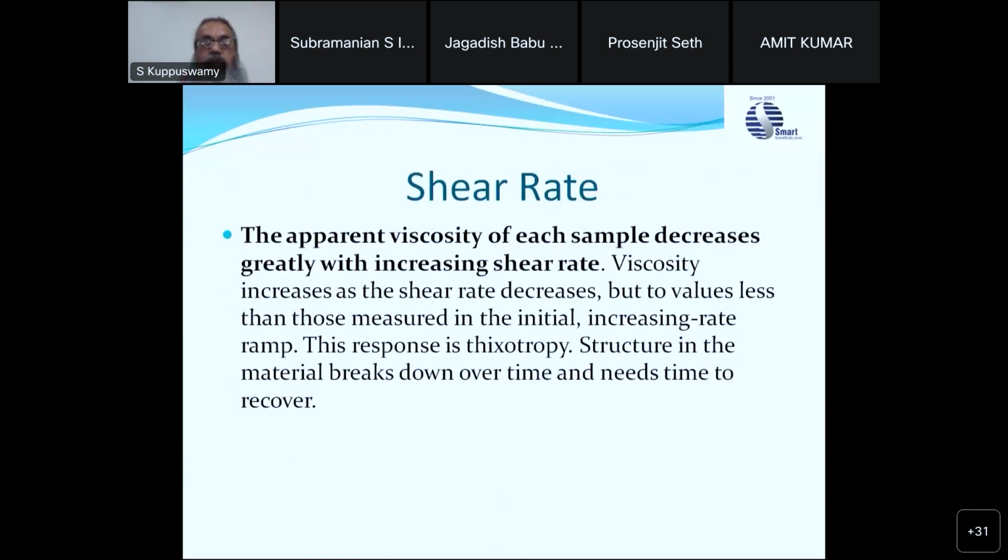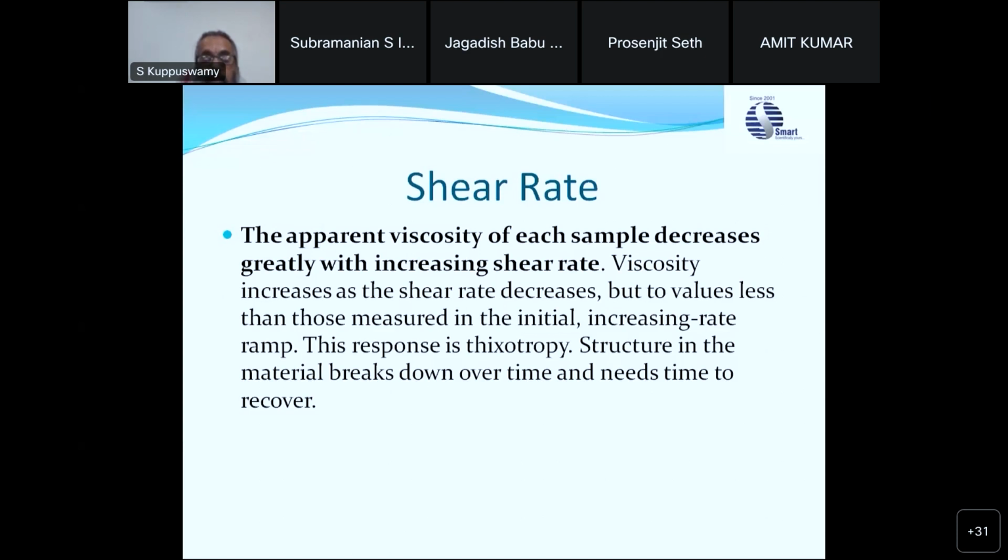So now we'll see what is shear rate. The apparent viscosity of each sample decreases gently with increasing shear rate. It's the rate at which the shear is happening. Viscosity increases as the shear rate decreases, but to values less than those measured in the initial increasing rate ramp. This is very important.